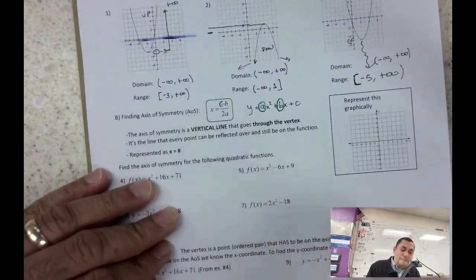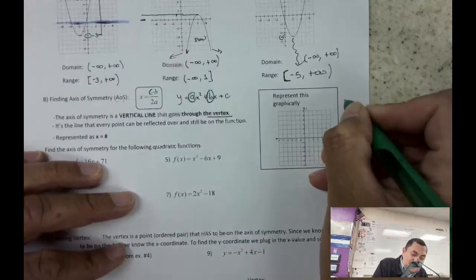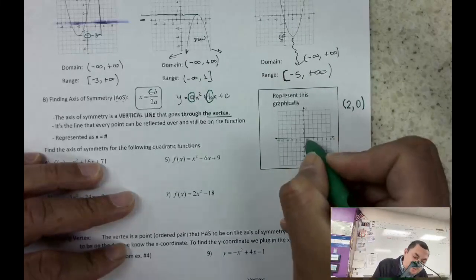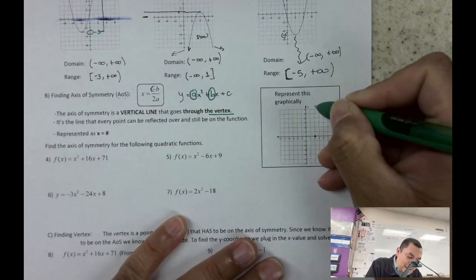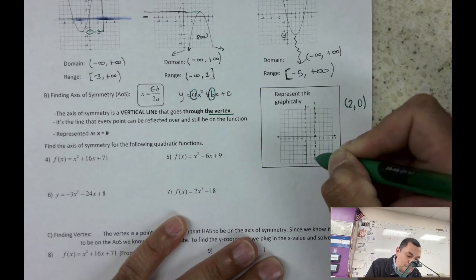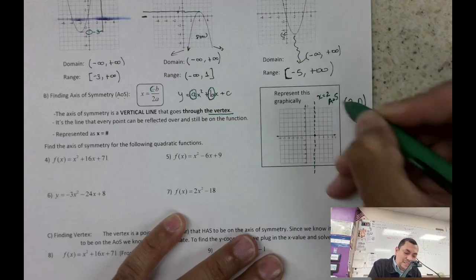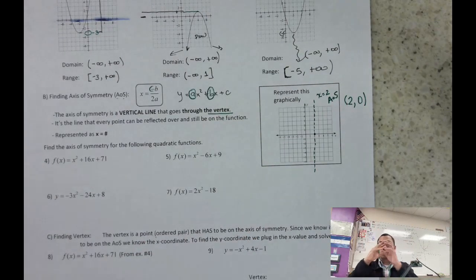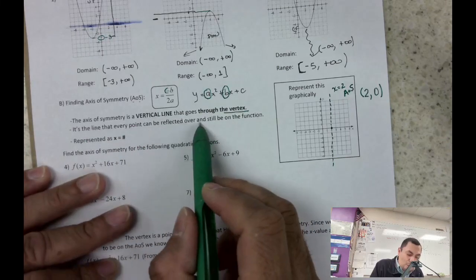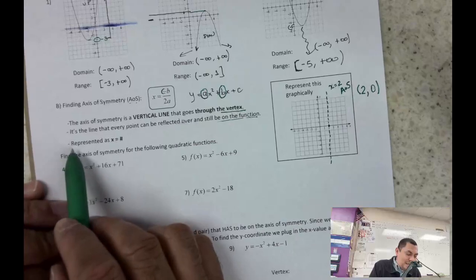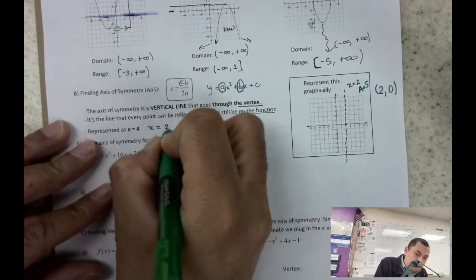Now, this axis of symmetry is a vertical line that goes through the vertex. So if you have a vertex, for example, I'm going to say a vertex (2, 0). That means I'm moving 2 units to the right, and I don't have movement in the y-axis. So the axis of symmetry is going to be an imaginary line that goes through that point. I'm going to call this one x equals 2. This is your axis of symmetry. That's where the parabola is going to be split into 2 equal parts. It's the line that every point can be reflected over and still be on the function, represented as x equals whatever number. In this case it's x equals 2.